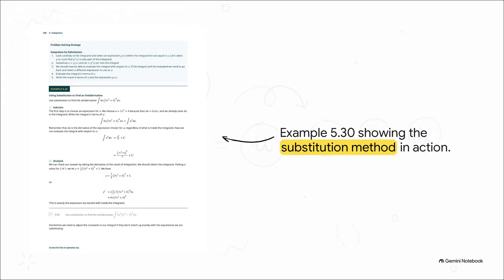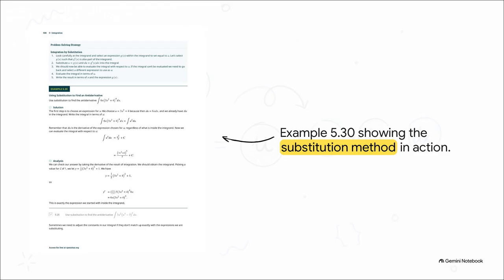So step 2, substitute. The whole messy equation just collapses into the integral of u to the 4th power du. Steps 3 and 4, we just knock that out using the power rule, getting u to the 5th over 5. And finally, step 5, we swap the original x expression back in. Disguise comes off, problem solved.